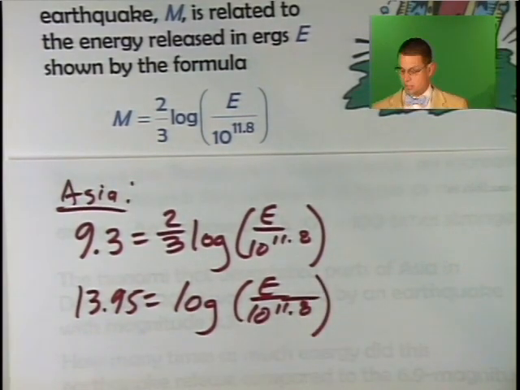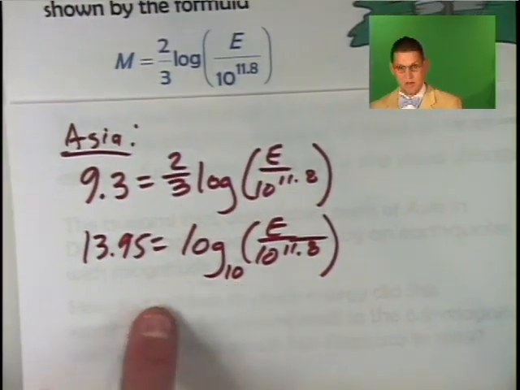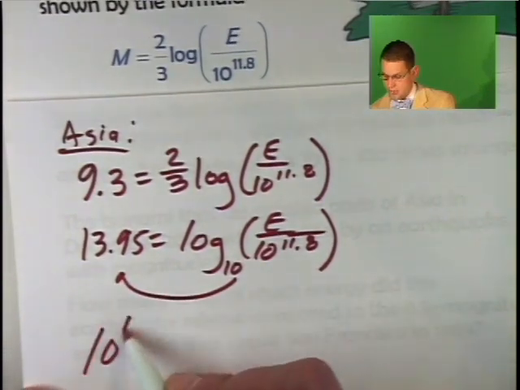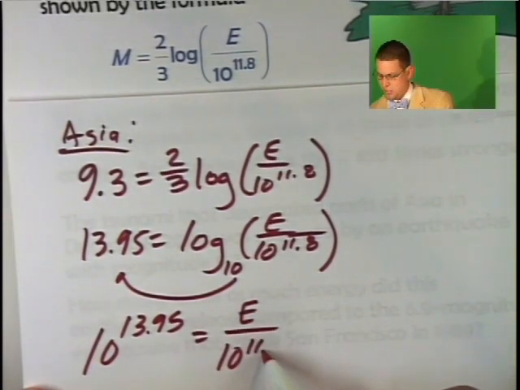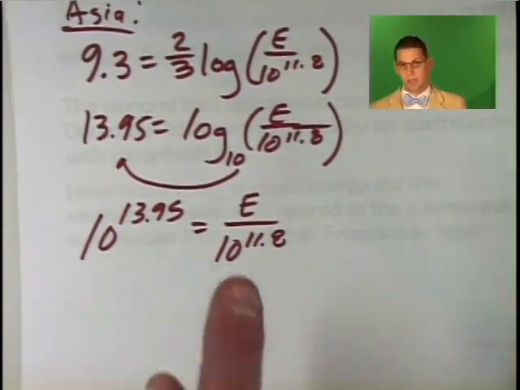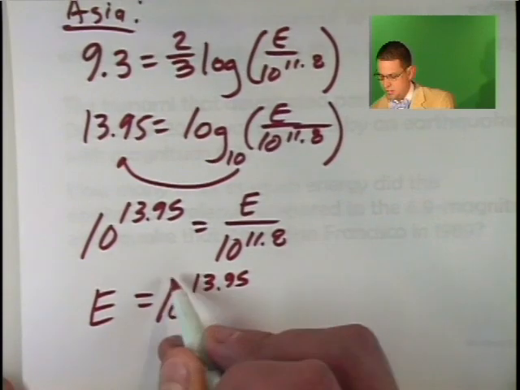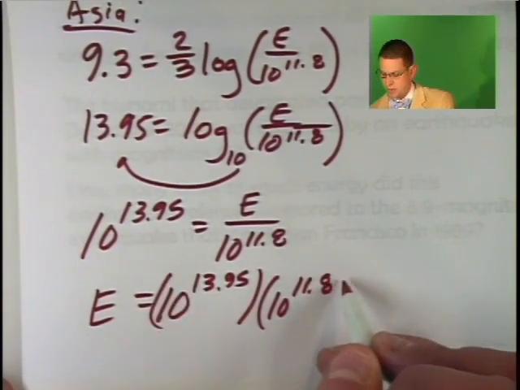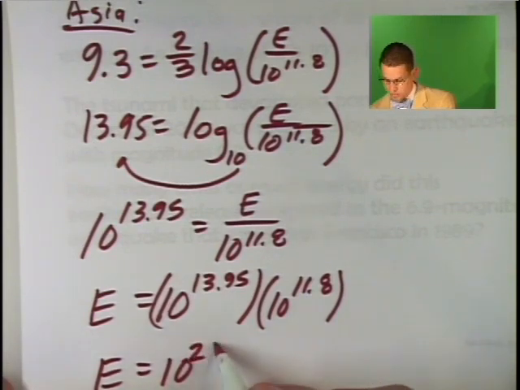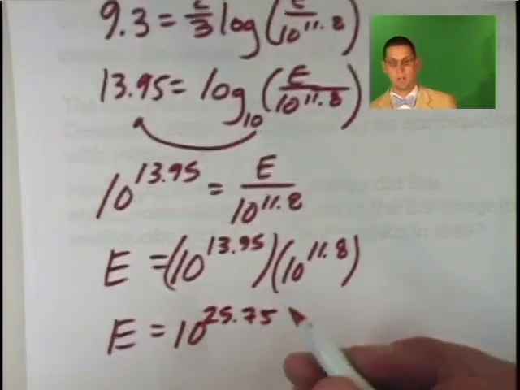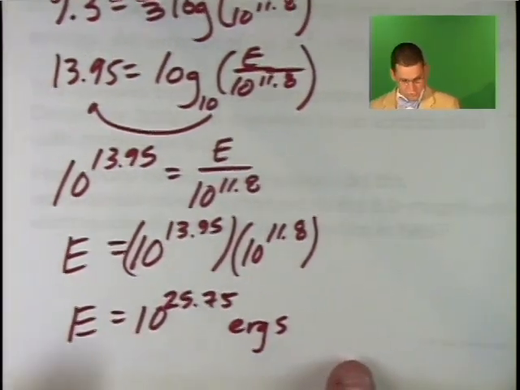Now we have to convert from log to exponential. This is base 10. So remember the conversion formula? It says 10 raised to this power. So I get 10 to the 13.95 power equals the argument right here, which is E over 10 to the 11.8. And now I'm almost there. Now I solve for E by multiplying both sides by the denominator, and we get 10 to the 13.95 times 10 to the 11.8, which when I add those together, I get E, the energy in ergs, was 10 to the 25.75 power ergs.